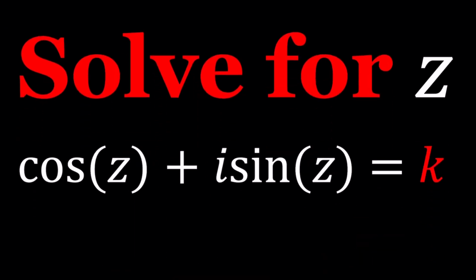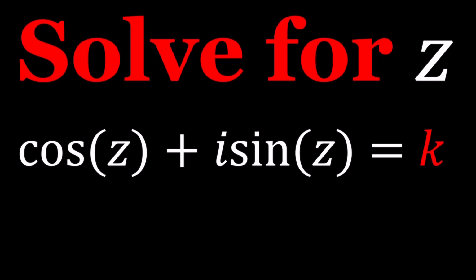But it turns out this is also an interesting problem, and we're going to be writing the answer in standard form per instructions at the end, which is a plus bi. So we have this equation, cosine z plus i sine z equals k, and we're going to be solving for z. If you've seen the lecture videos, we talked about Euler's formula, we talked about trigonometric functions, how they can be written in terms of exponentials.